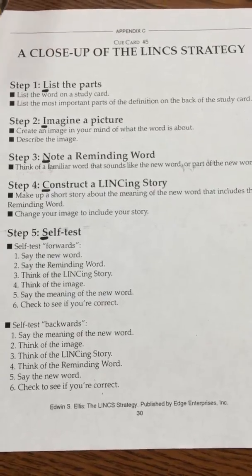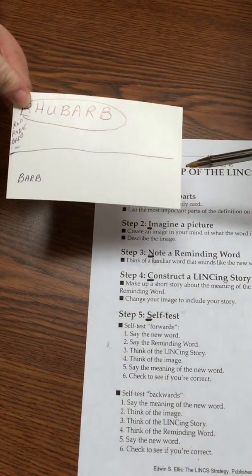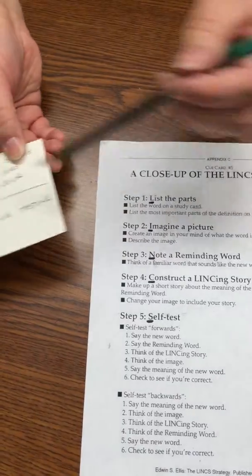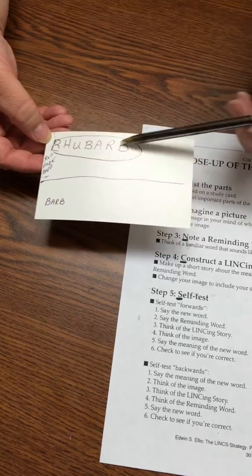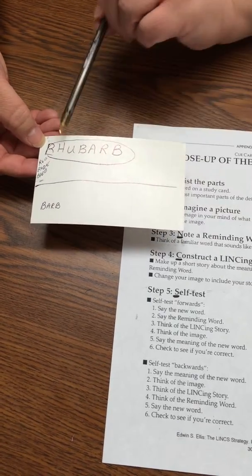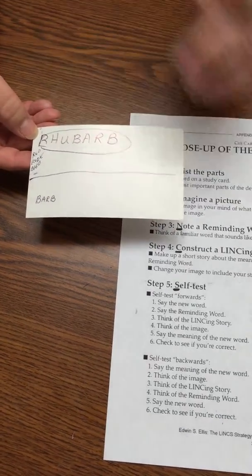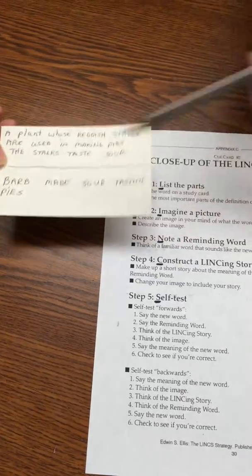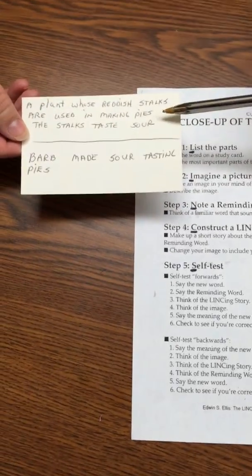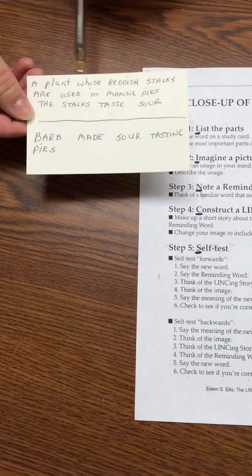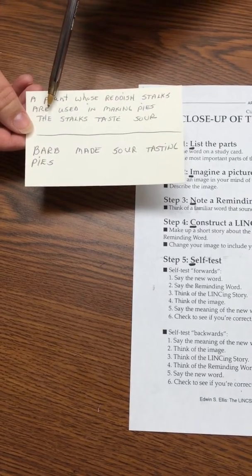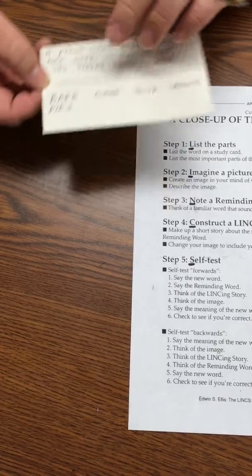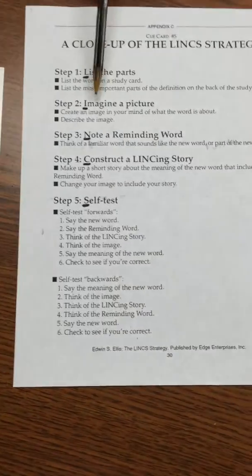The way the student does this is they get an index card, and you start by just dividing the index card in half on one side and in half on the other. And they put whatever the vocabulary word is on the top of the front side. In this case, our vocabulary word is rhubarb. And on the top of the back side is where you're going to put the definition. So we have a plant whose reddish stalks are used in making pies. The stalks taste sour. So then the next step is to imagine a picture.